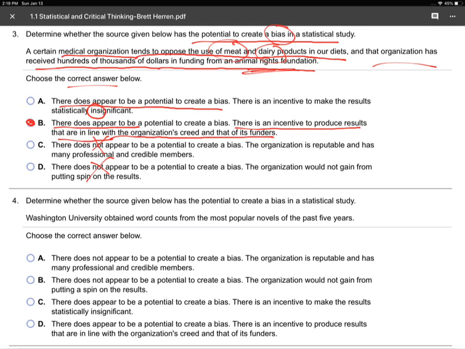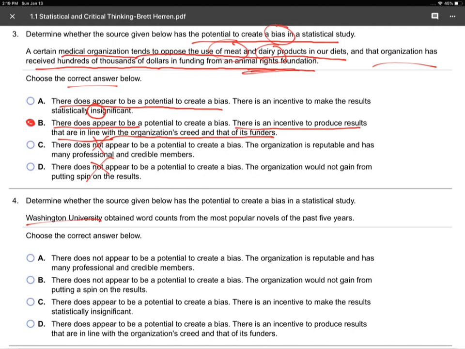All right, so determine whether the source given below has the potential to create a bias. Here we go again. Washington University obtained word counts from the most popular novels of the past 5 years. So they're keeping track of word counts of popular novels. Washington University. Any bias there? No, I don't see any. And they'll make it obvious. You don't need to be super tricky. You don't need to be a conspiracy theorist. It'll just be obvious, and there's no obvious bias there.